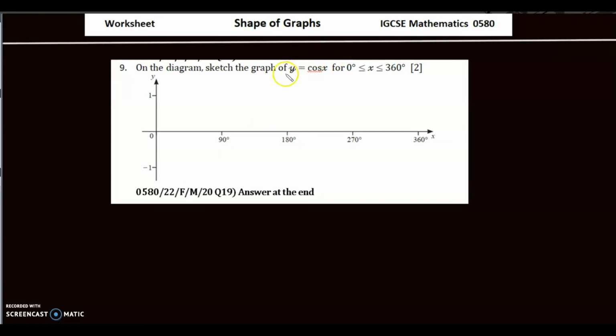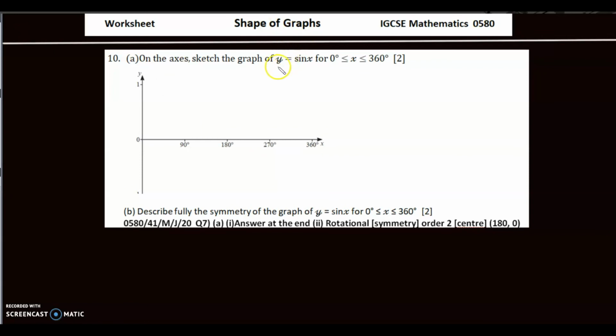Okay, now we need to sketch the graph of y is equals to cos x for x is between 0 to 360. So cos 0 is 1. So I make a dot over here. Cos 90 is 0. Cos 180 is minus 1. So a dot at minus 1. Cos 270 is 0. And cos 360 is 1 again. So I'll get a curve like this. This is the graph for y is equals to cos x. It should be smoother. It's not very smooth. So something like this.